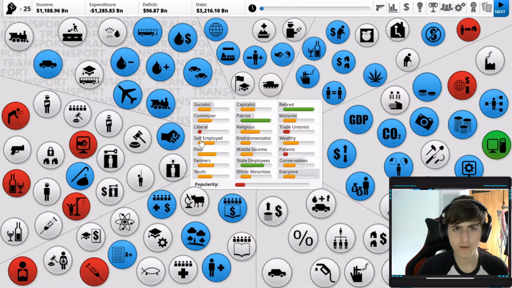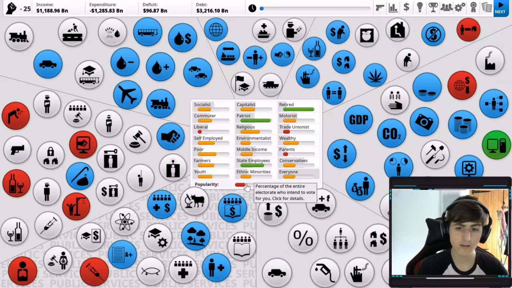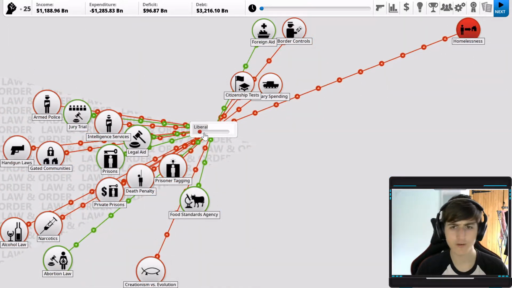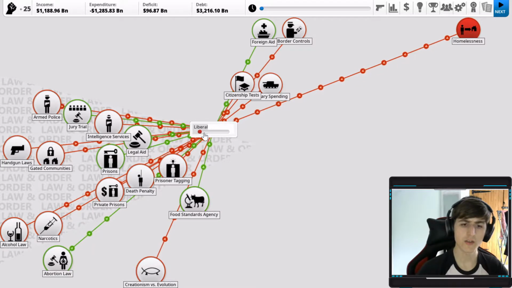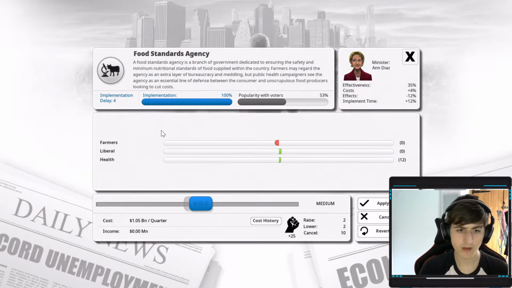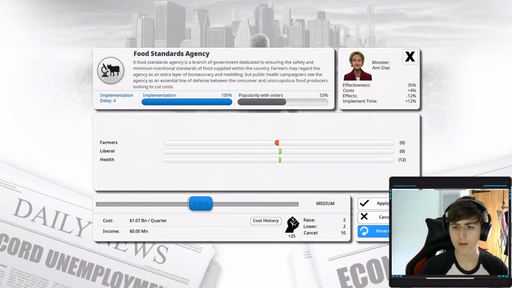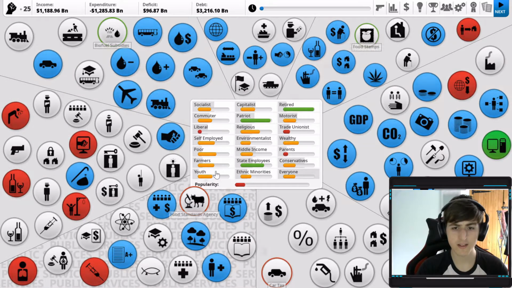This shows all the happiness of everybody, including the percentage of the entire electorate intending to vote for you. Looking at this, it seems like Liberals are very unhappy at the moment. So if we highlight over Liberals, the red are ones that make them less happy, and the green are ones that make them happier. For example, at the moment, the Liberals like the fact that the Food Standards Agency, if we click in, we can have a look, is only set to medium. And I assume if we put that up, the Liberals are a little bit happier about that. And that's basically the general gist of it.